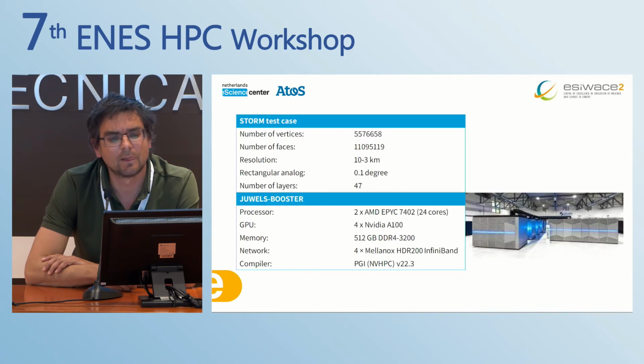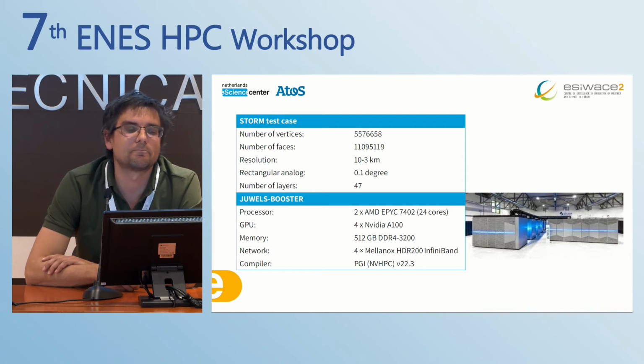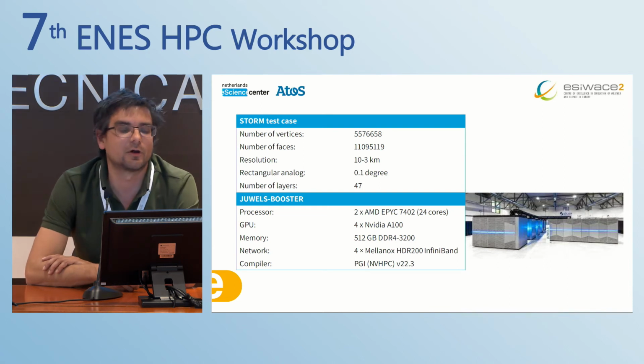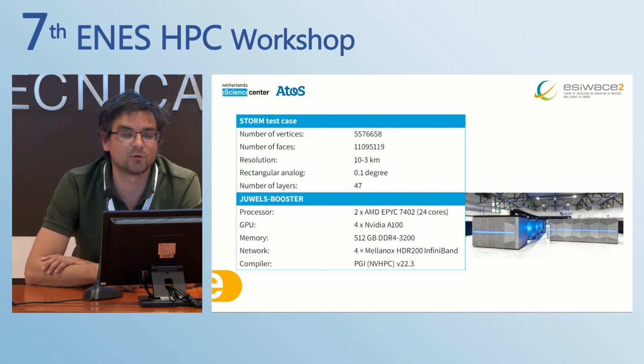And then here is the Storm test case, 5.6 million vertices. This corresponds to like a 10 to 3 kilometer grid or 0.1 degree, 47 layers. I don't have to explain the hardware, the Jewels Booster.